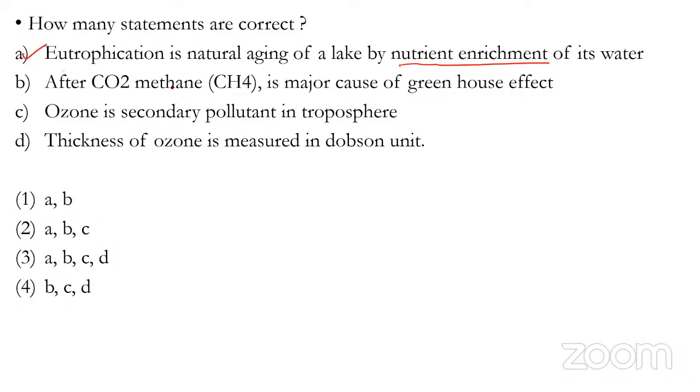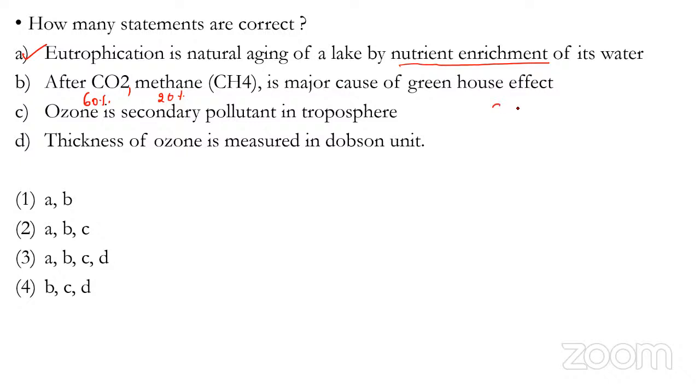This is a correct statement. After carbon dioxide, methane is the major cause of greenhouse gases. If you can recall your NCERT textbook about greenhouse gases which are emitted. Greenhouse gases have the ability to make the Earth's atmosphere warm, because they have the ability to trap heat. So carbon dioxide contributes for 60% of greenhouse effect or global warming rather. Methane contributes for 20%.